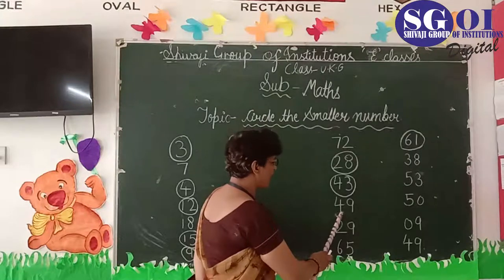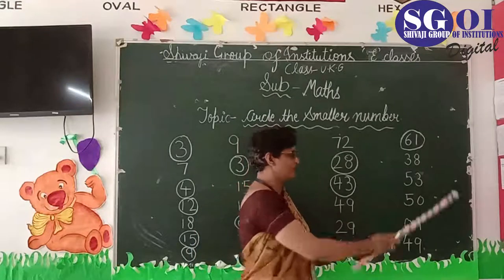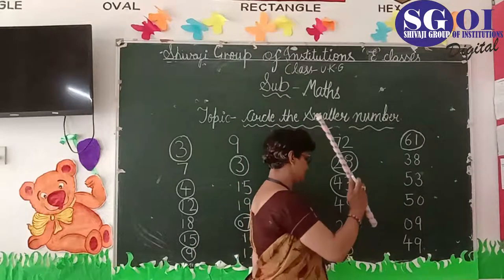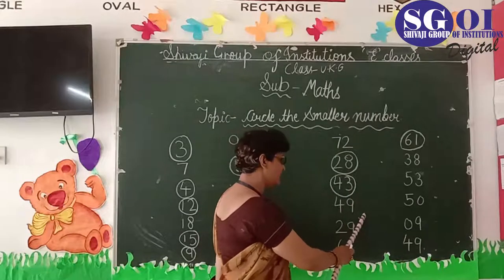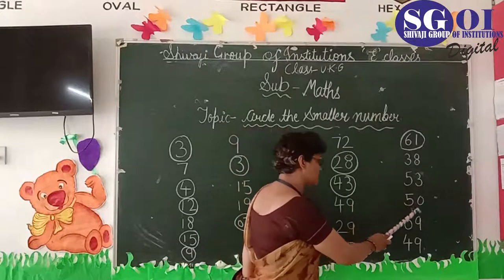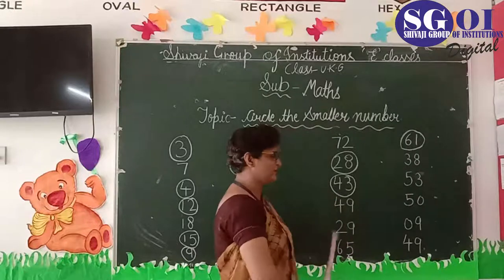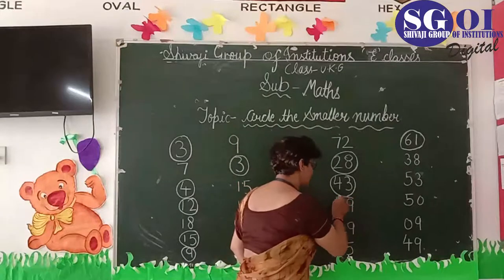This is 49 and 50. So which number is smaller? 49 now, because 50 always comes after 49. So we'll circle 49. Okay.